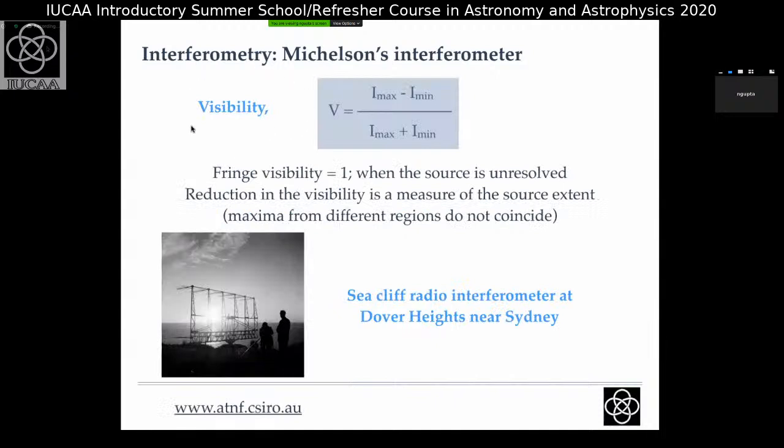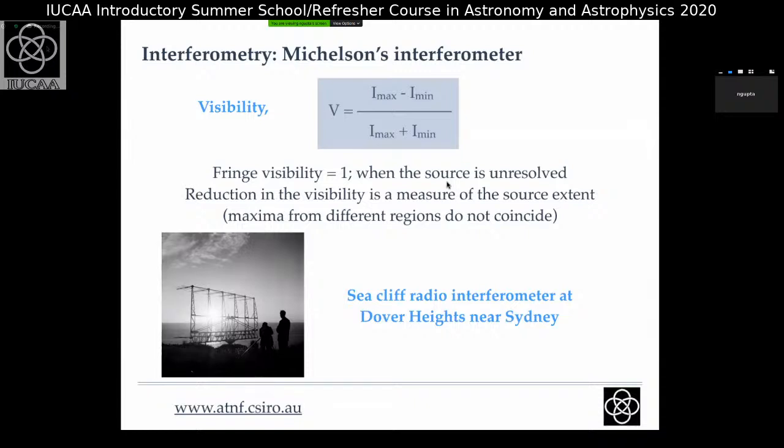And Michelson actually quantified this using a quantity called visibility, V, which is I max minus I min over I max plus I min. So fringe visibility defined like this is equal to 1 when the source is unresolved, right? Because then I see it as just one source. And as I increase my baseline, the reduction in the visibility becomes the measure of the source extent.